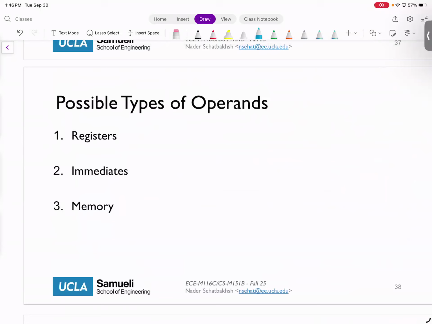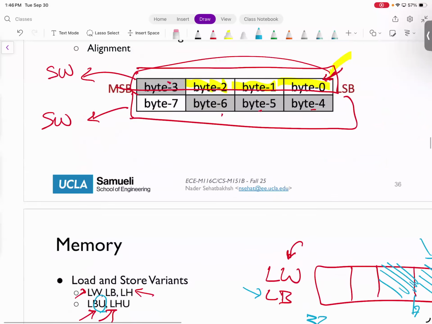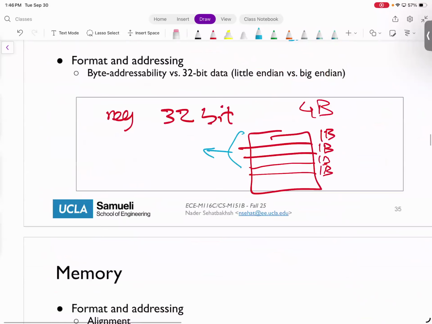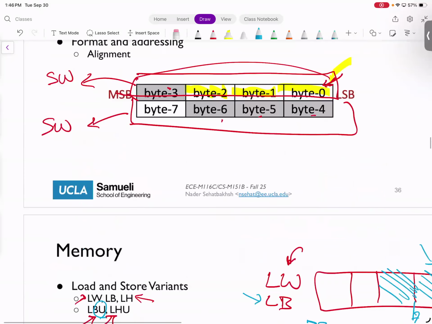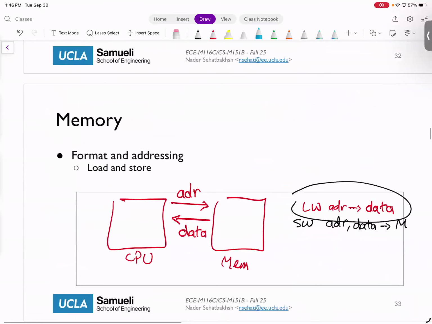Okay, so these are your three operands. No, this is not an actual one. I'm not showing you. For now, don't worry about this.